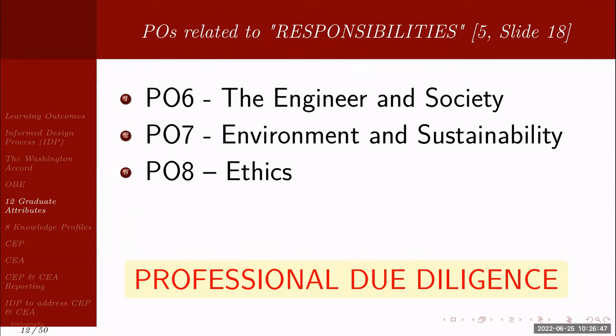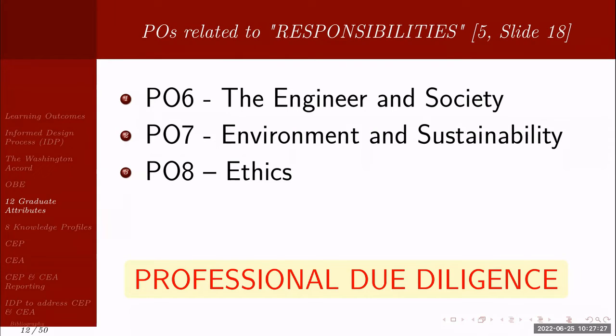There are 3 program outcomes or graduate attributes which are related to responsibilities. PO6 is the engineer and society. PO7 is environment and sustainability. PO8 is ethics. These are, you can say, related to professional due diligence. So when you are implementing a design project, you cannot forget the society. We are living in societies, right? So you'll have to do the design for the society. It should benefit them. It should not harm them, right?